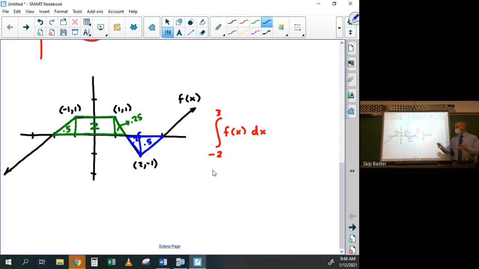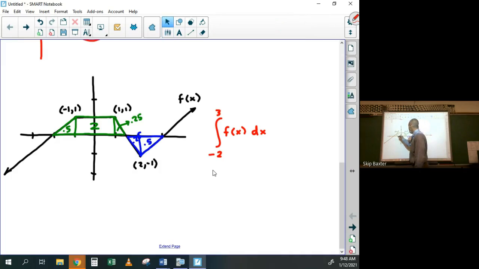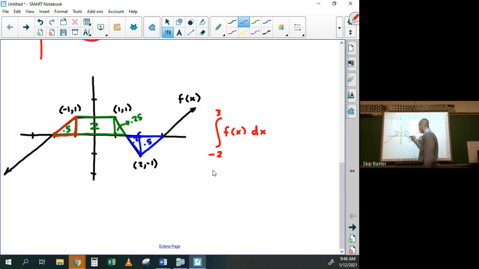And then remember, all the green stuff here is going to count as positive area, and all of the blue stuff is going to count as negative area. So essentially, you got this triangle, which cancels, in effect, with this triangle. That's going to be a positive 0.5. This is going to be a negative 0.5. Same thing here. This is a positive 0.25. This is a negative 0.25. They cancel each other out. The answer is 2. Does that make sense?